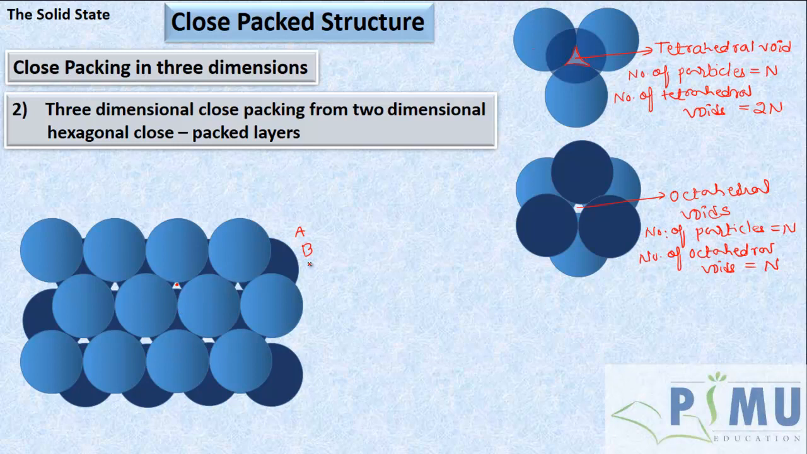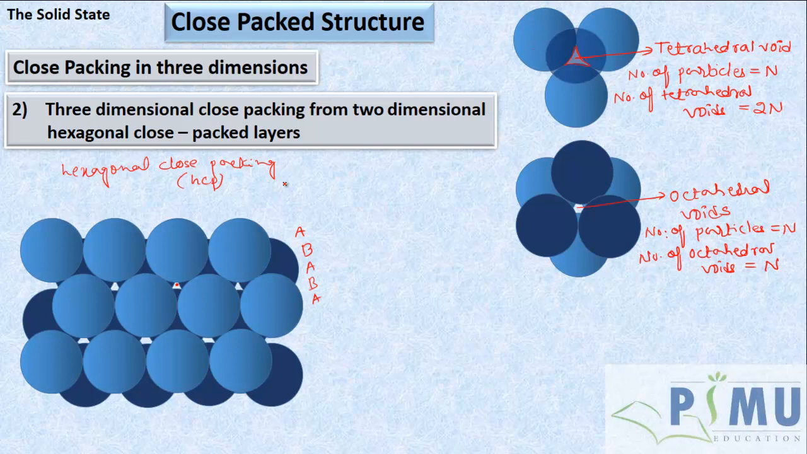When we arrange the third layer exactly like the first layer, then the arrangement is like this, and this arrangement becomes ABA type, ABAB. When it is an ABAB type arrangement, then it is called hexagonal close packing. This hexagonal close packing we can also call HCP. When the arrangement of the particles is HCP or hexagonal close packing, the packing efficiency will be highest.